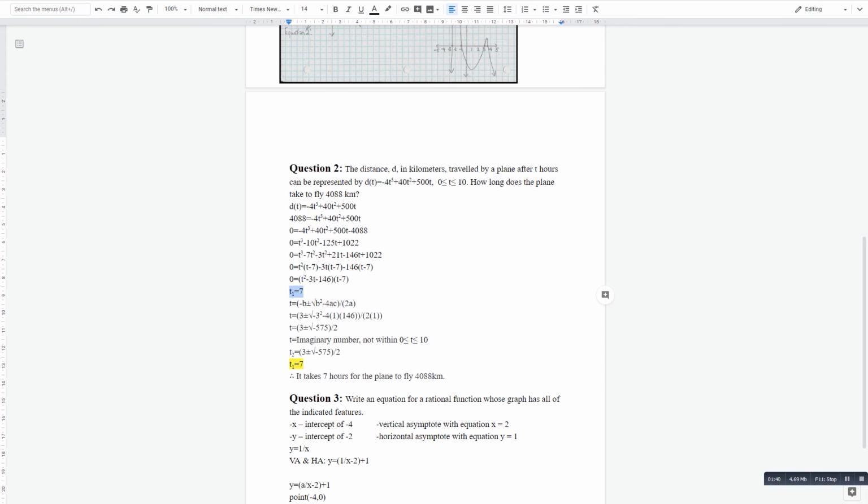t equals 7 or t equals another number, but this number cannot be used because it is not within the 0 to 10 range. So the correct answer should be t equals 7. So my conclusion is it takes 7 hours for the plane to fly over 4,088 kilometers.